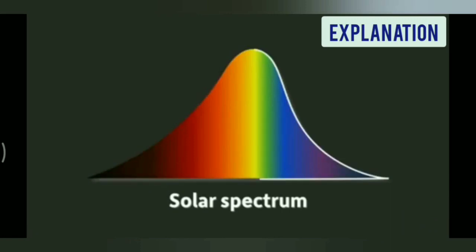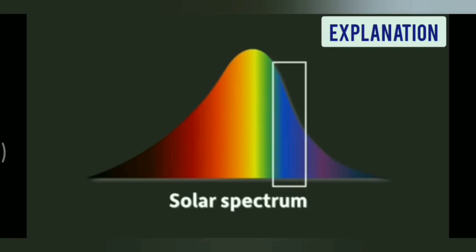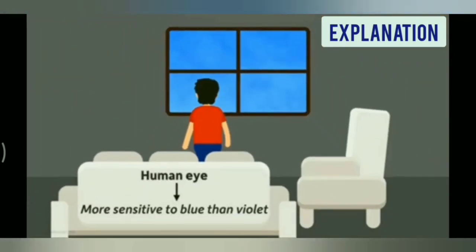So the reason is, this is the solar spectrum, which is composed of 7 different colors. It clearly shows that the sunlight consists of blue color in larger amount as compared to violet color. So as a result, blue color gets more scattered, and the sky appears to be blue. There is another reason. Our eye is more sensitive to blue color than violet.